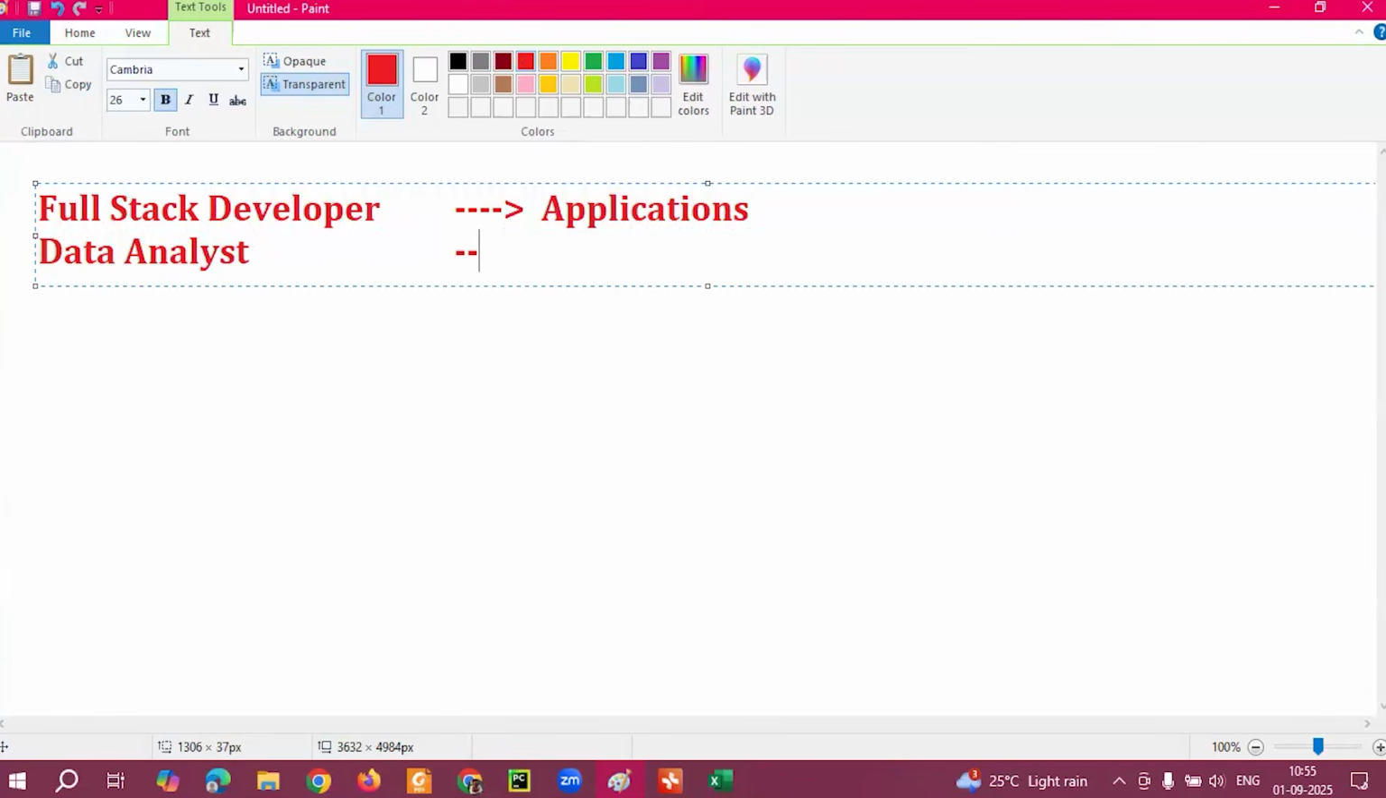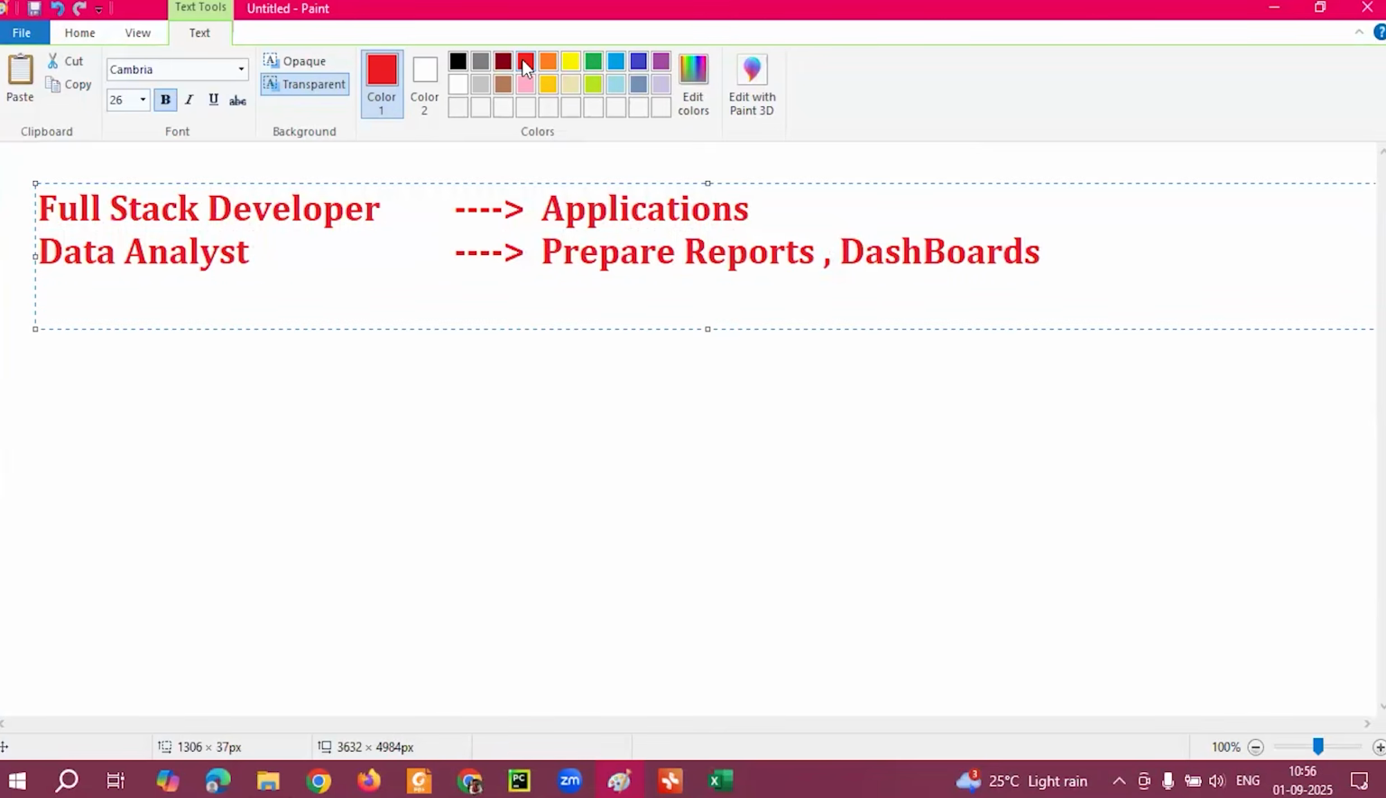Sir, what will a data analyst do? A data analyst will prepare reports based on old data. These reports are also technically called dashboards. More than one report is available.